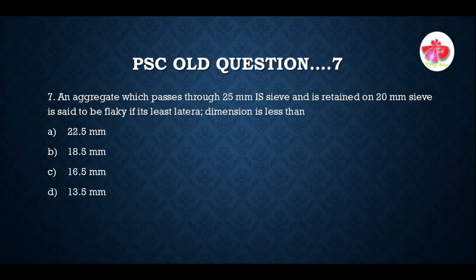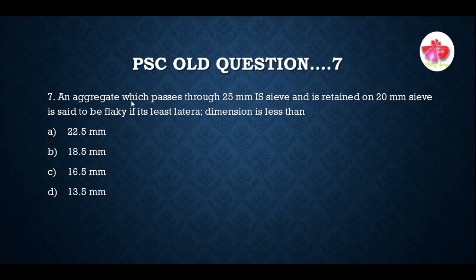Now friends, before finding out the correct answer of this question, first of all we need to know what is flaky aggregate. An aggregate is said to be a flaky aggregate if its least lateral dimension is less than 0.6, that is 3/5 of the mean sieve size. So this statement tells us that we have to determine the mean sieve size.